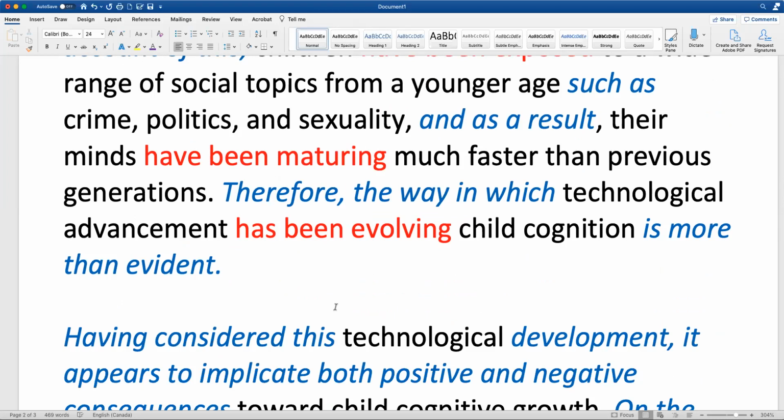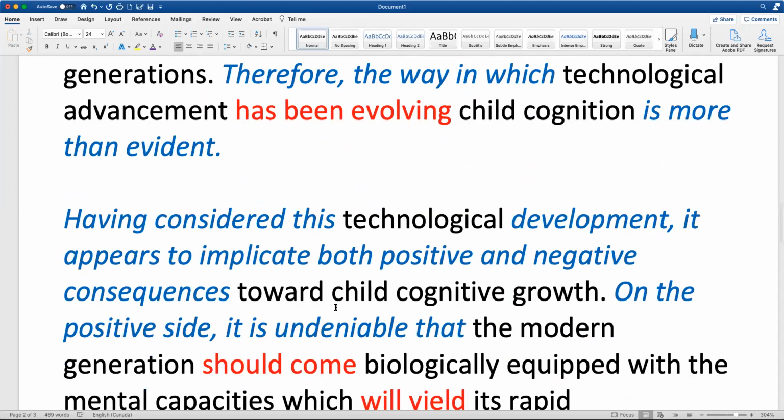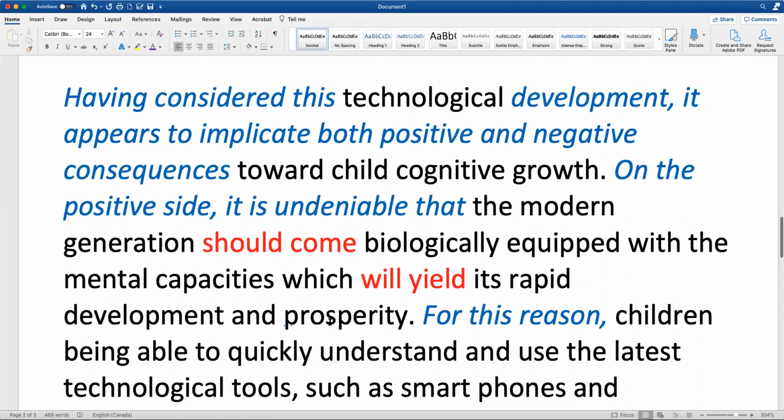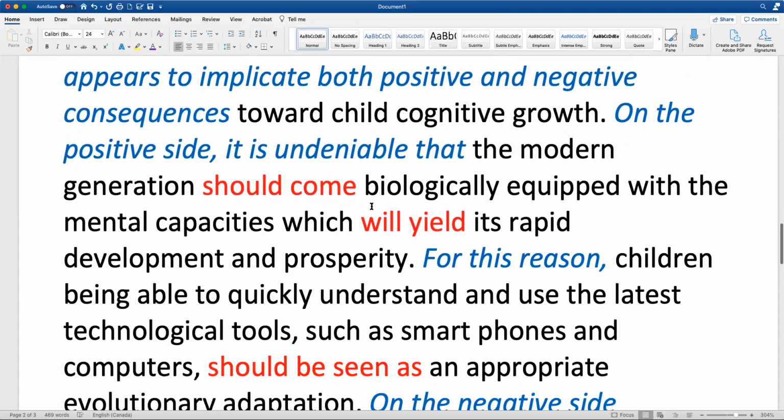Okay, so we talked there about the causes. Now we're going to get to the effects. Okay, go ahead, Micheline. Having considered this technological development, it appears to implicate both positive and negative consequences to our child cognitive growth. Okay, now we're going to start with the positive side here first, Andrew. The positive side is undeniable. Modern generation development and prosperity. So we should become ready for that.